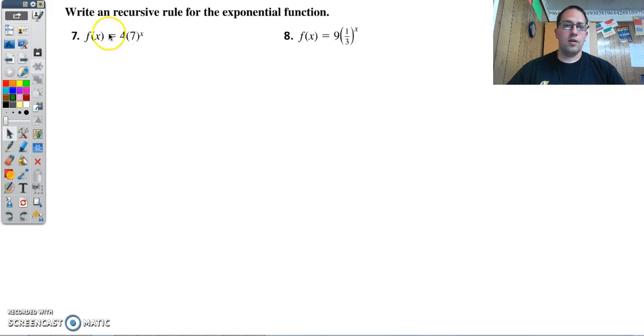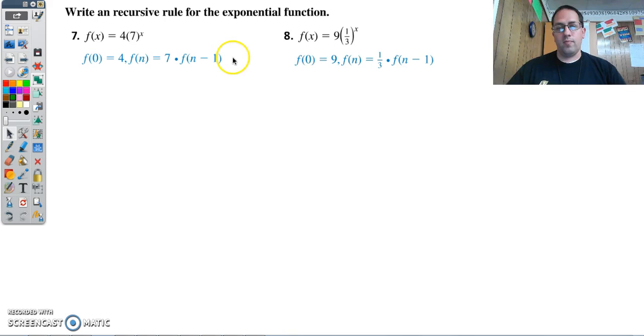Okay, here we go. Let's see here. Number 7. Where did it go? Here they are. Number 7, you should have had f of 0 equals 4, where f of n equals 7 times f of n minus 1. And for 8, you should have had f of 0 equals 9, f of n equals 1/3 times f of n minus 1. And again, all that is, you take the a, put it there, b, put it there. A here, b there. That's all it is.